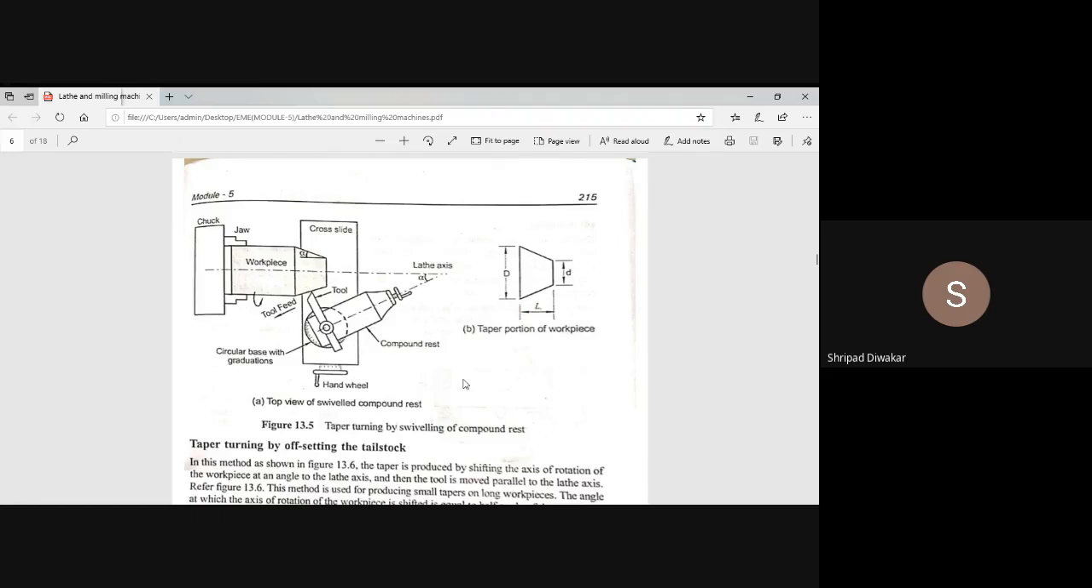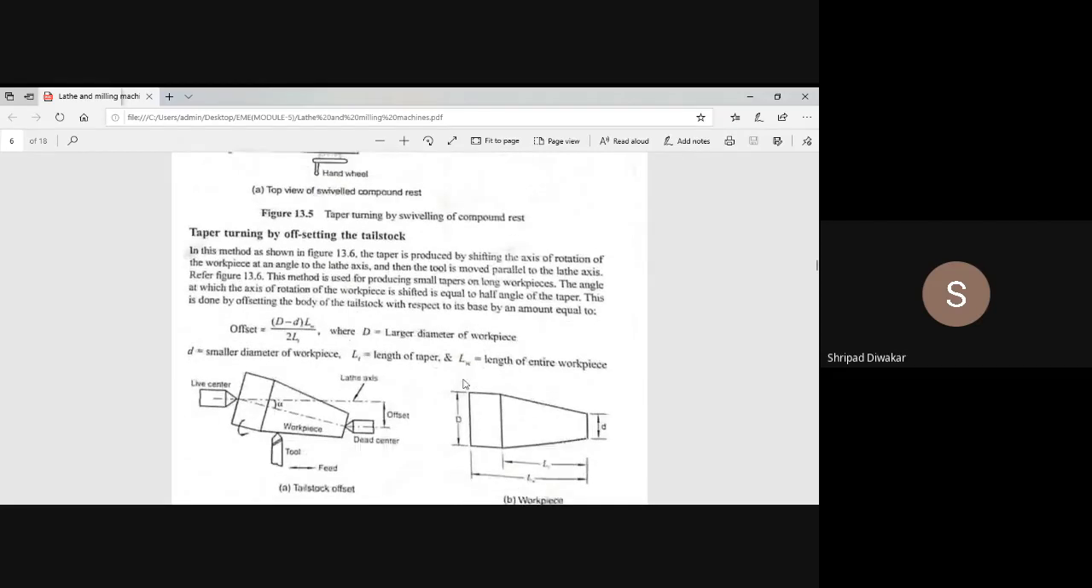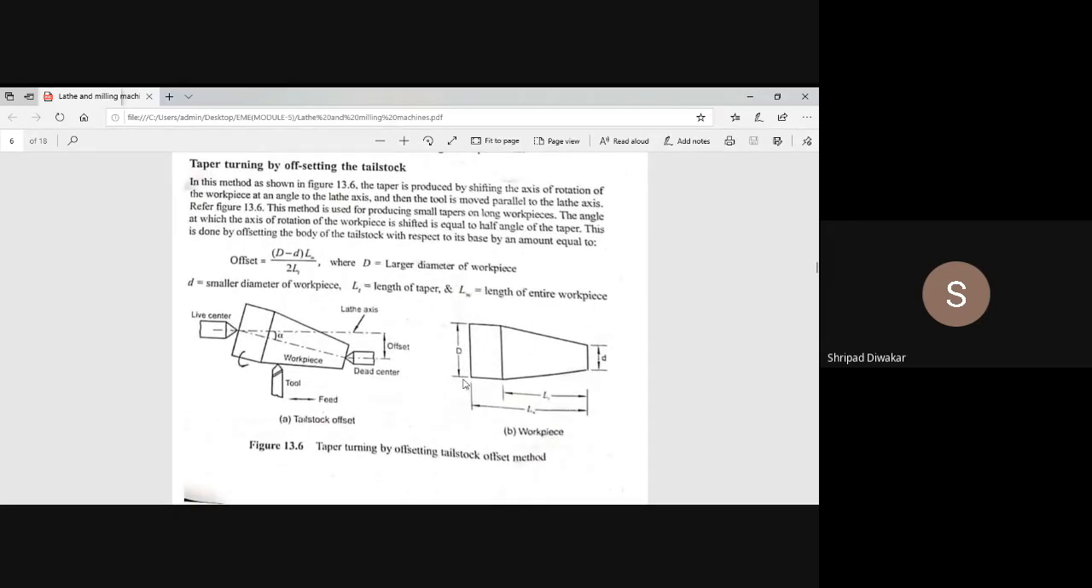Another method is called taper turning by offsetting the tailstock. This is the second method. In the case of swiveling the compound rest, we are rotating the compound rest, but in the second method, taper turning by setting the tailstock, we are going to shift the axis only. Okay, you see the diagram, the second diagram, this is taper turning by offsetting the tailstock. In the case of the compound rest we rotate, but in the case of offsetting the tailstock, we are going to shift the actual tailstock axis with respect to the live center.